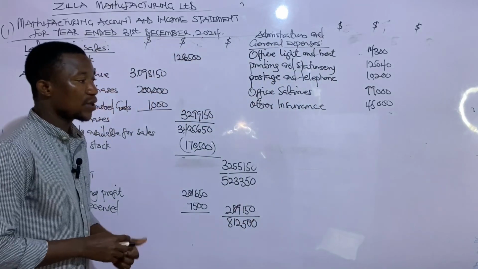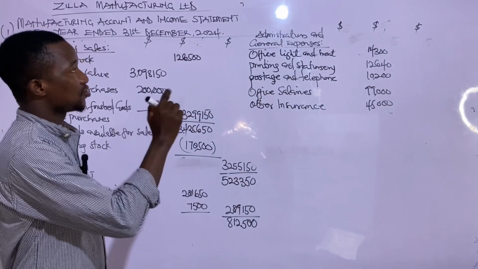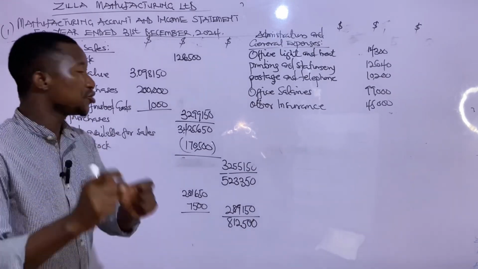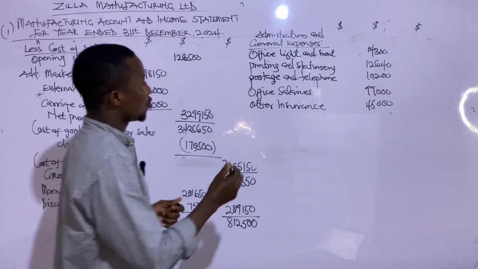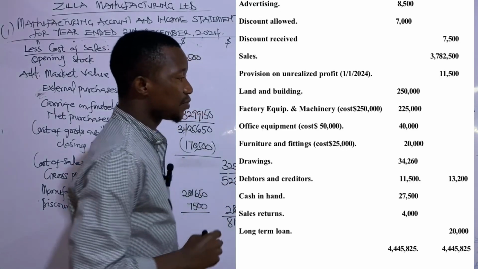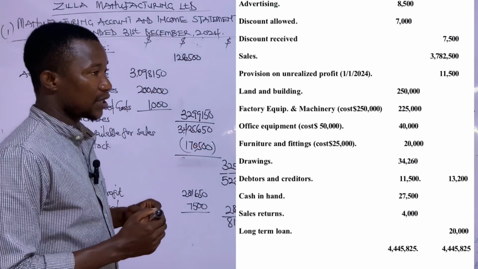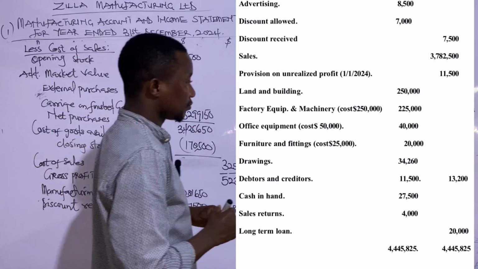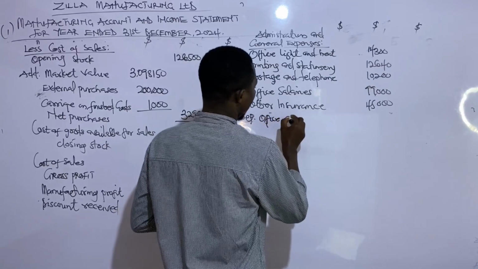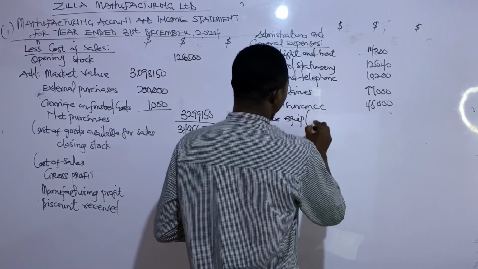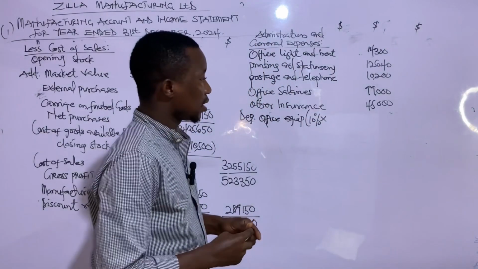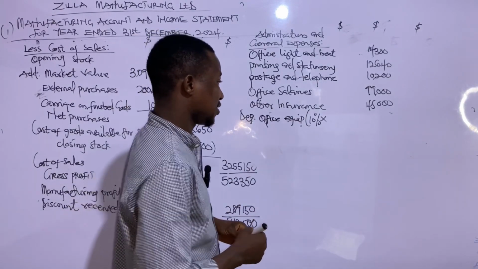Now, there is one thing we have to talk about under administration and general expenses is the depreciation. The depreciation of non-current assets that are not only used for the factory. Is that okay? Good. So I will talk about depreciation. Good. So with the depreciation, we have equipment. Is that okay? That is office equipment. So office equipment, the rate is 10%. Now remember, we are depreciating the asset on cost. Is that okay? So the cost of the office equipment is 50,000.